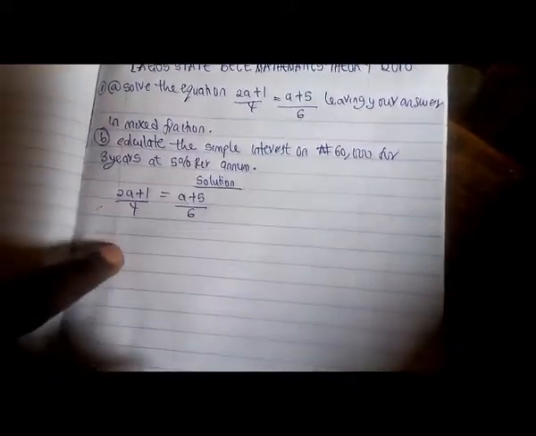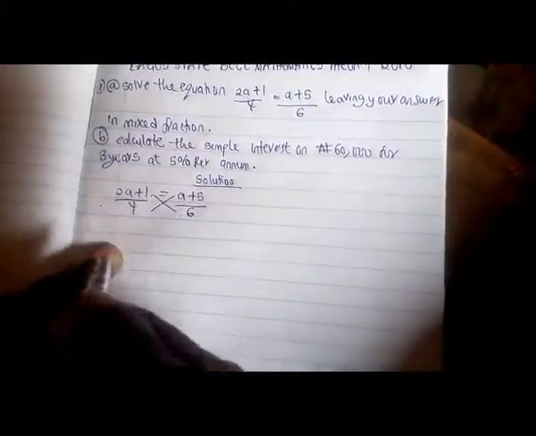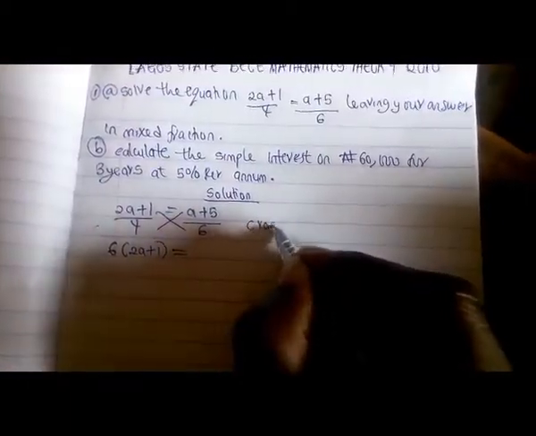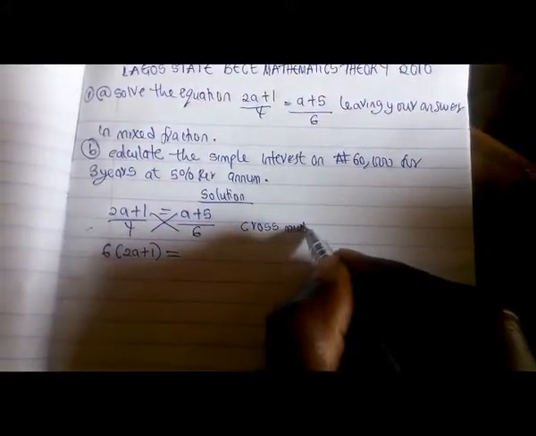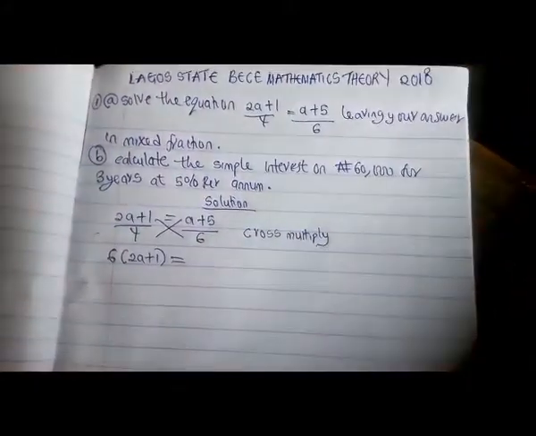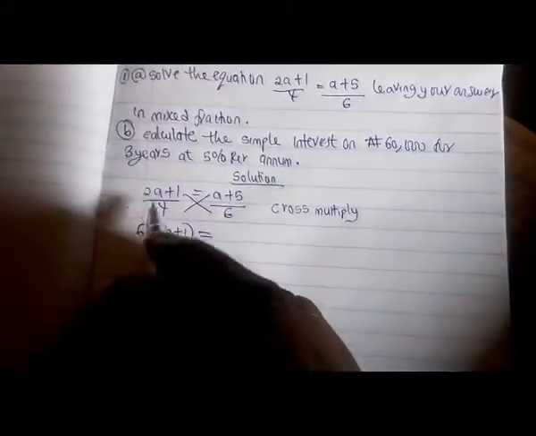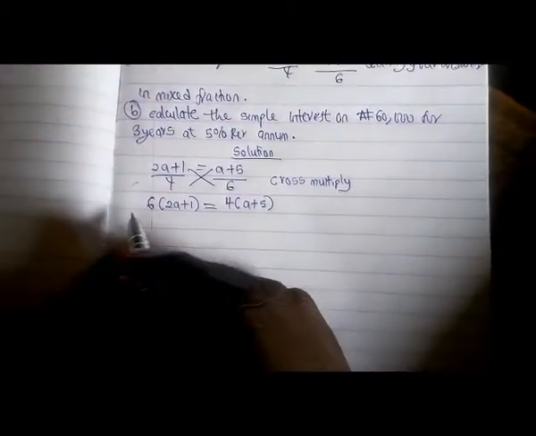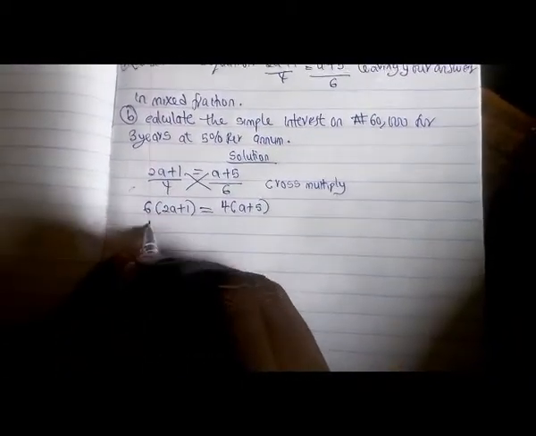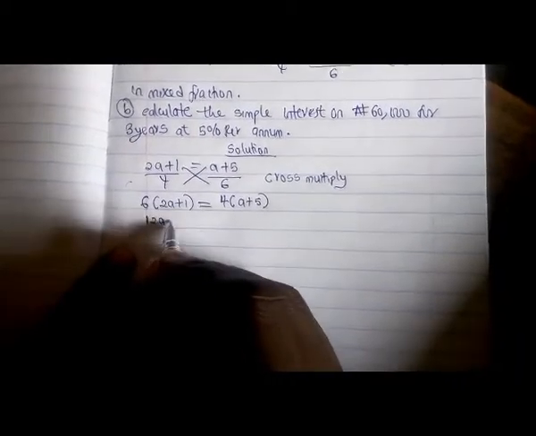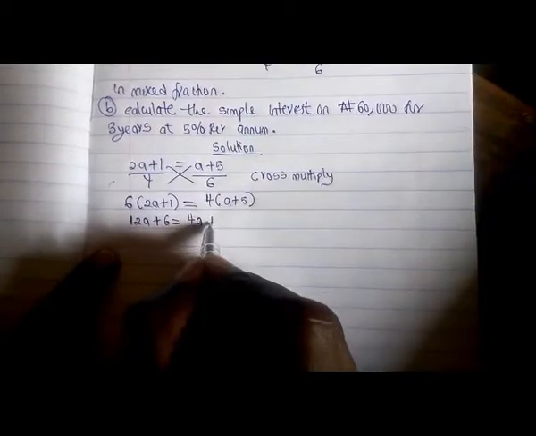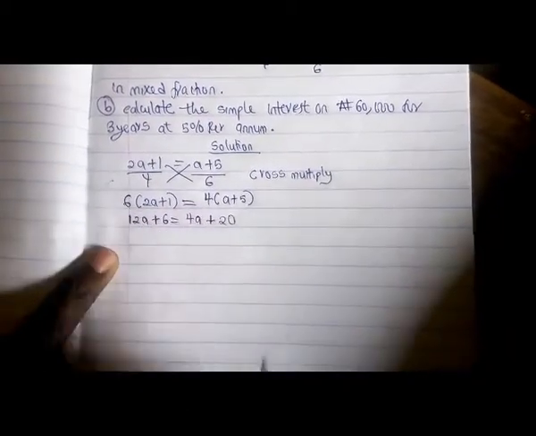The next thing we need to do is cross multiply. So once we cross multiply, it will be 6 into bracket 2a + 1 equals 4 into bracket a + 5. Therefore, let's open the bracket. 6 times 2a, that's 12a, plus 6 times 1 which is 6, equals 4 times a is 4a, plus 4 times 5 is 20.